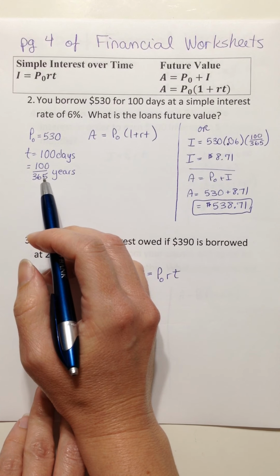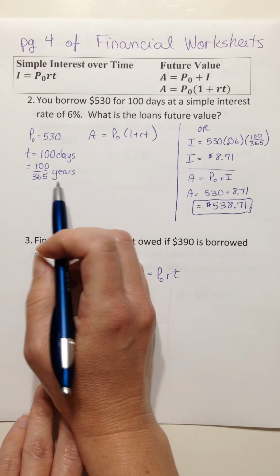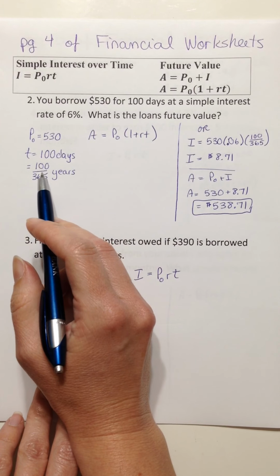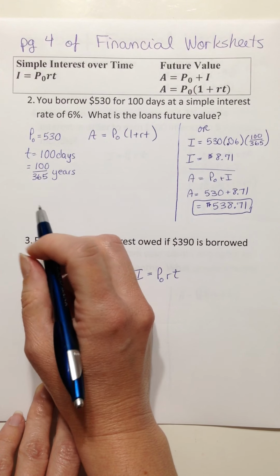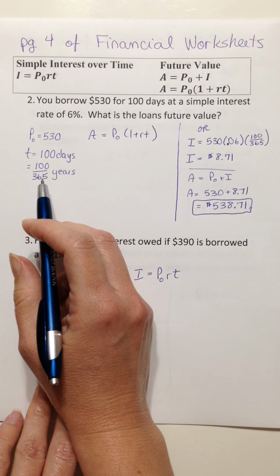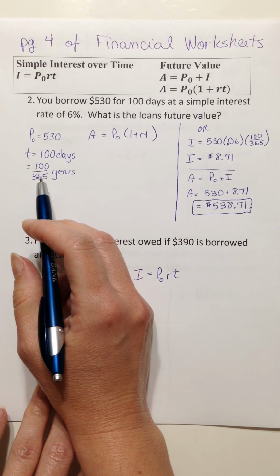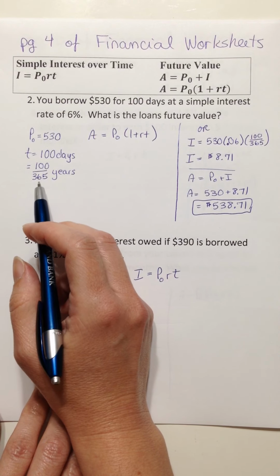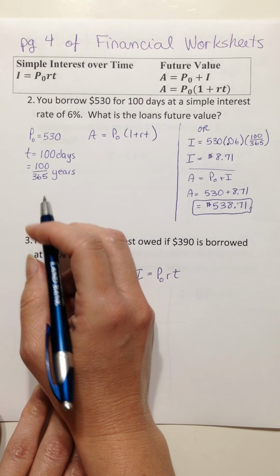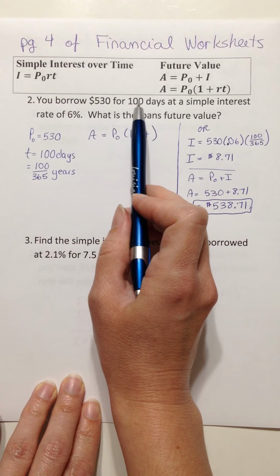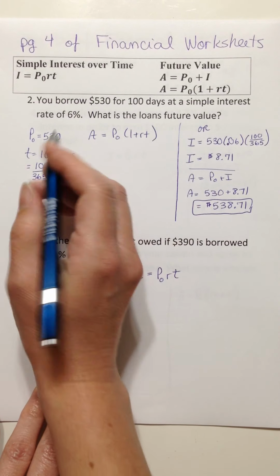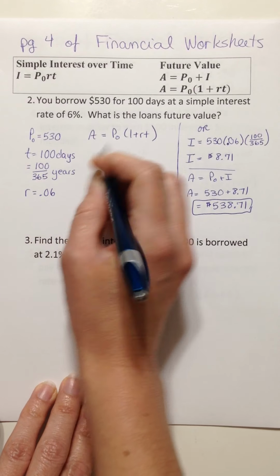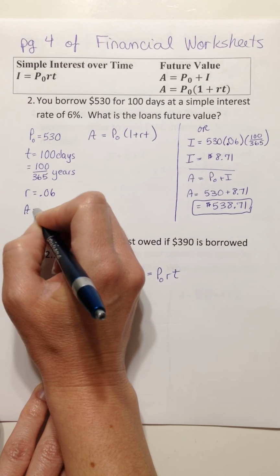If you want to change that to a decimal, that's fine, but I'm assuming that if you did that, you would have a really long decimal, so it would be more concise to leave it as a fraction. In these problems, you do not want to round until the very end, so it will be easier to type in the fraction than the decimal, so we'll leave that as a fraction. All right, so our time was 100 over 365. Our rate is 0.06. What is the loan's future value?